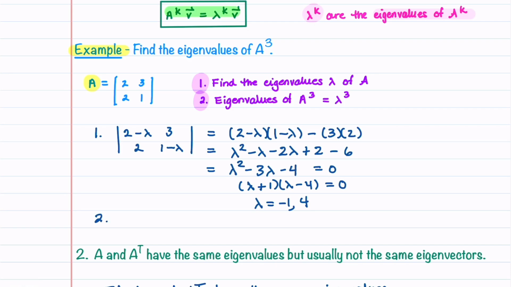We can now find the eigenvalues of A cubed, and they're going to be our lambdas cubed. So we get a value of -1 and then 4 cubed, which is 64. Our eigenvalues of A cubed are then -1 and 64.